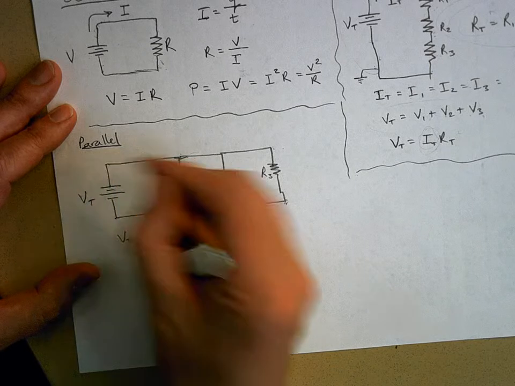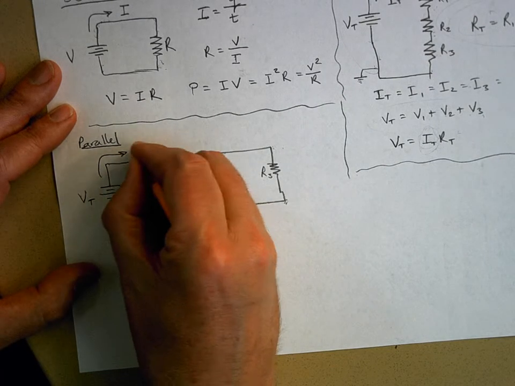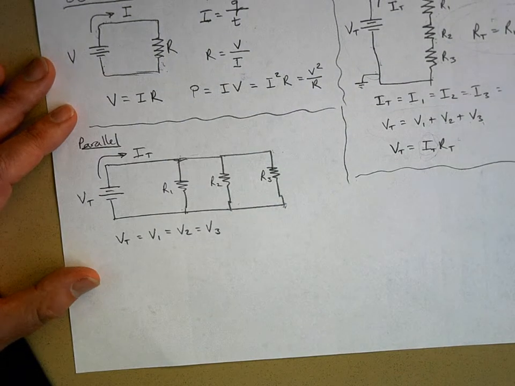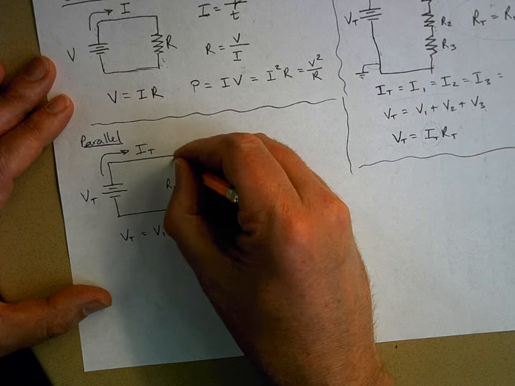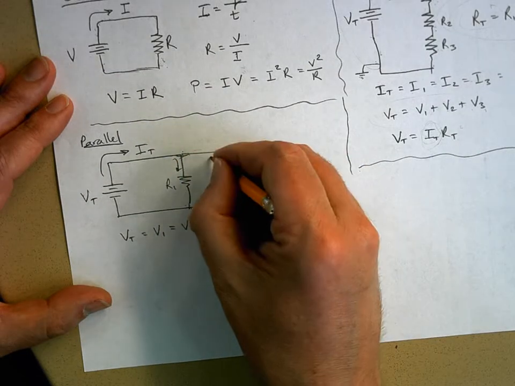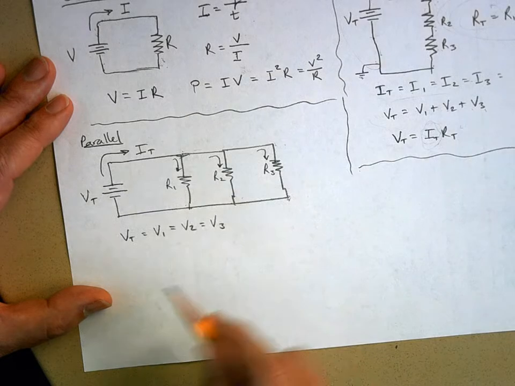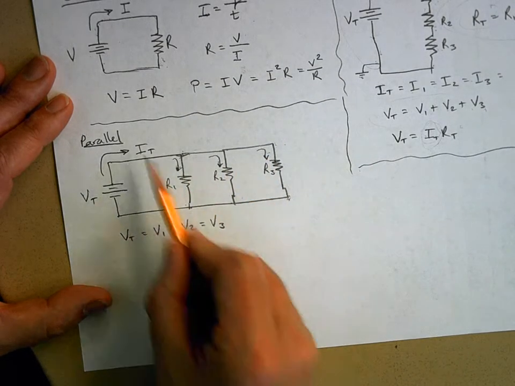Now, what about current? Well, here's the total current delivered coming out of that voltage source, coming out of those batteries there. Some of it's going to go down this way, some of it's going to go down this way, and some of it's going to go down this way. But when I add up these three currents, it has to add up to the total current.